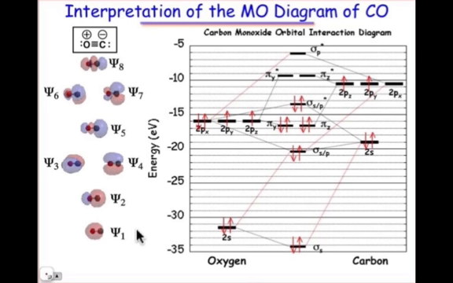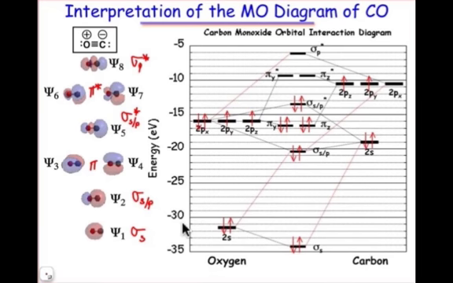Psi 1, for example, is our sigma S level. Psi 2 corresponds to that next level up, sigma SP. Then we have our pi and our pi star levels there for Psi 3, 4, and 6, and 7. Psi 5 corresponds to what's labeled as sigma SP star, and Psi 8 corresponds to sigma P star.